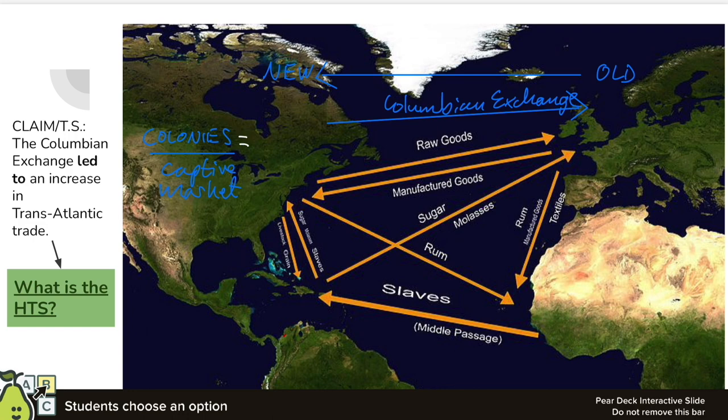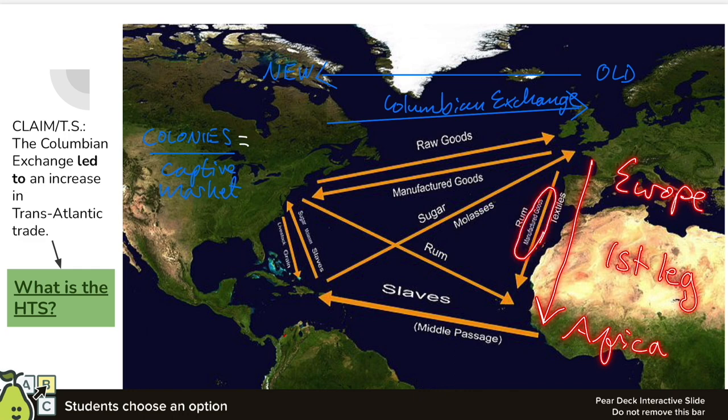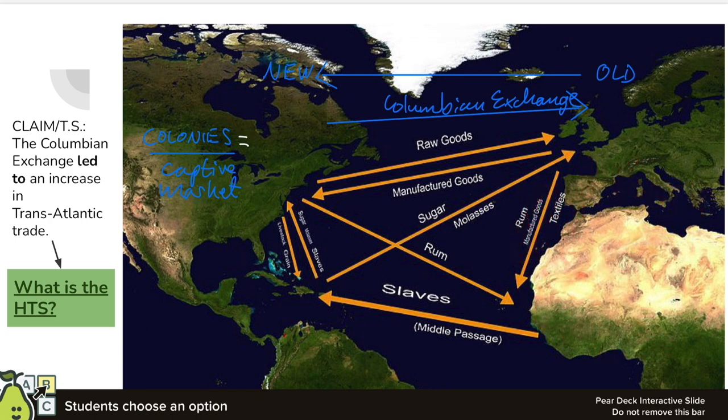So first up, tell me, what is the first leg in the triangular trade? Where do we start and where do we go? Good, Europe to Africa. So that's still in the Old World, from Europe to Western Africa specifically. And what are the Europeans bringing to Africa? Manufactured goods. Exactly right. What are some examples of those manufactured goods that we could get?